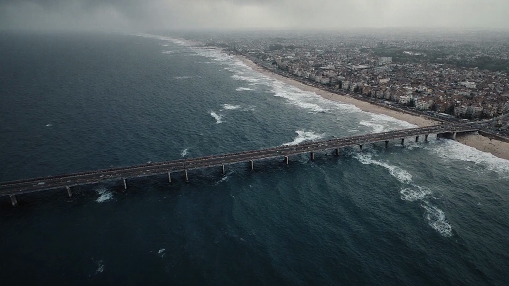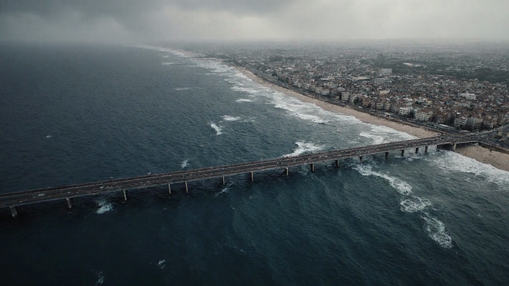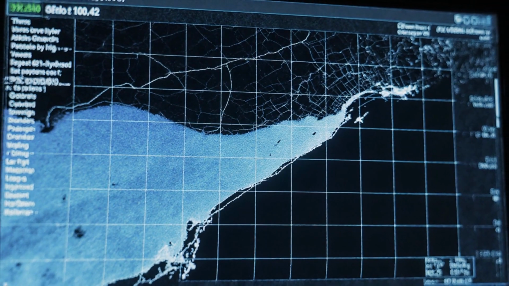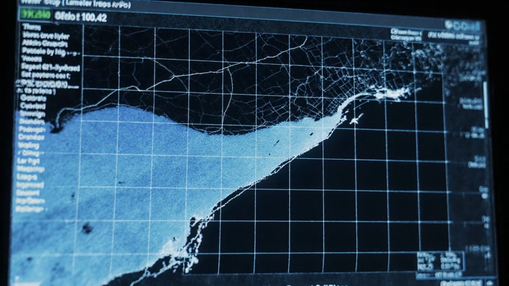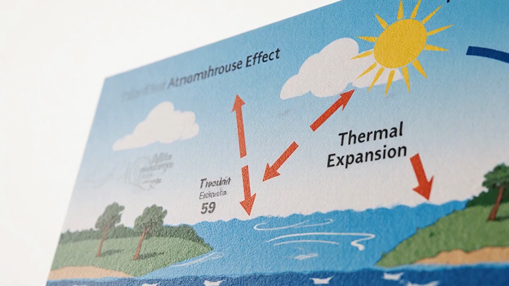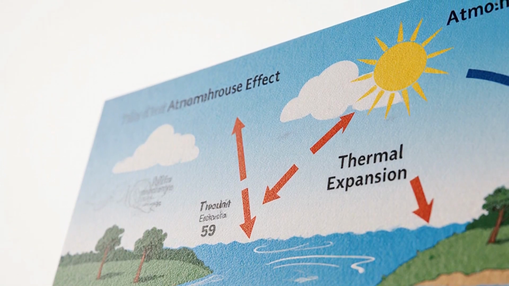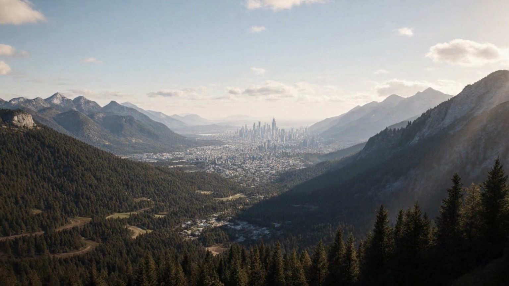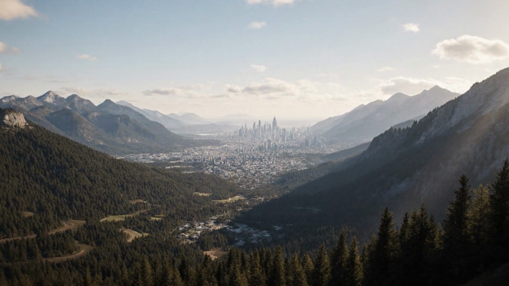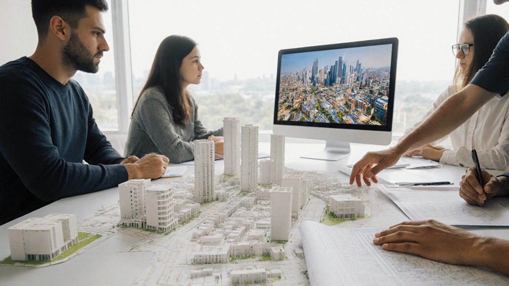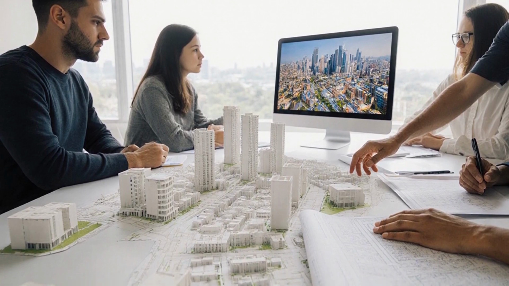Sea level rise poses a significant threat to coastal regions worldwide. Simulations illustrate the potential inundation of low-lying coastal areas. This rise is primarily driven by climate change and thermal expansion. Inland population centers are relatively less vulnerable to these effects. Understanding these impacts is crucial for future urban planning.